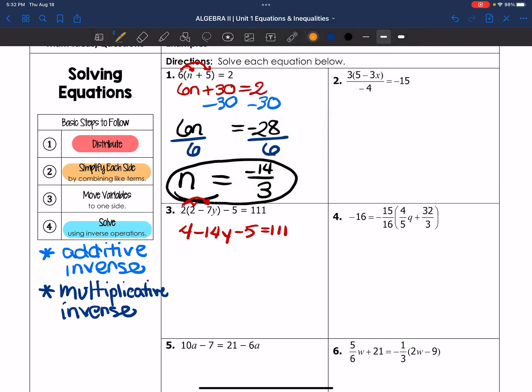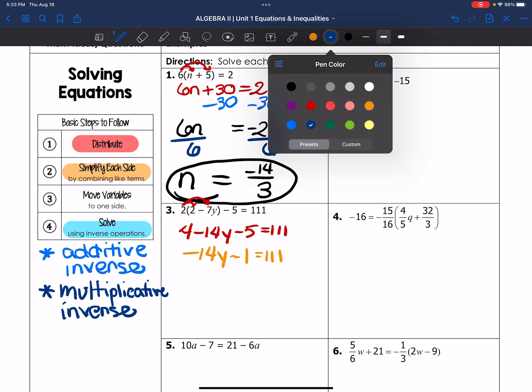Look at this. We've got this 4 and the negative 5. We can combine that 4 and negative 5 because they are on the same side. 4 minus 5 gives us the result of a negative 1. The negative 14y can't combine with anyone, but we'll have a negative 1 when we combine those constants. Continue writing the rest of your equations. Then, the next step, step number 3 in our solving of equations, is to move the variables to one side. Well, I only have one variable term, so we don't need to worry about step number 3. We move on to step number 4.